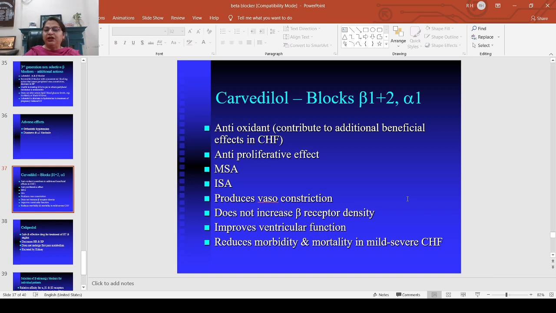Now carvedilol. Carvedilol has some additional effects also. It blocks beta 1, beta 2 receptors and alpha 1 receptors. In addition, it has antioxidant effect, which contributes to the additional beneficial effects in congestive heart failure. It also has antiproliferative effects. It has membrane stabilizing activity and intrinsic sympathomimetic activity. It also produces vasodilation, does not increase the beta receptor density. It improves the ventricular function and also reduces the morbidity and mortality in patients of mild to severe congestive heart failure.